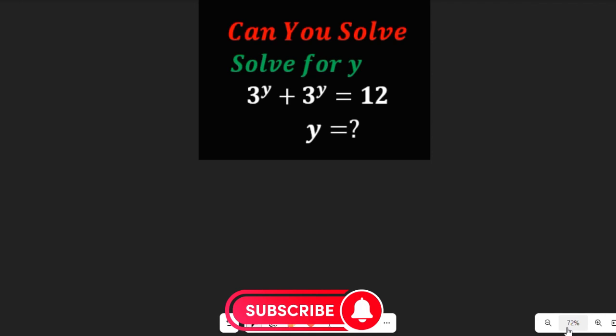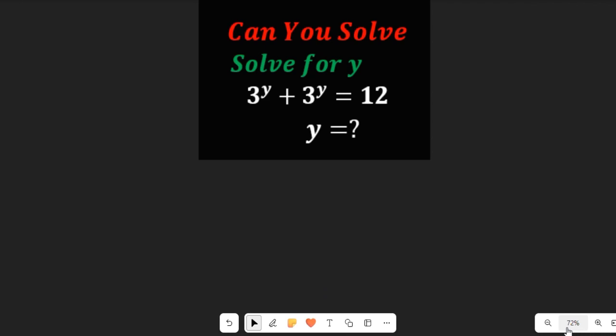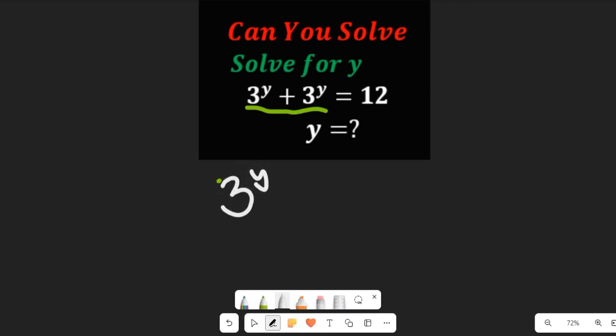Now, to find the value of y in this nice exponential equation, the first step we're going to take, although there are also various other ways through which you can solve this, is to take the common values. We can see that 3 to the power of y is 2 over here. So that can give me 3 to the power of y multiplied by 2, and this will be equal to 12.